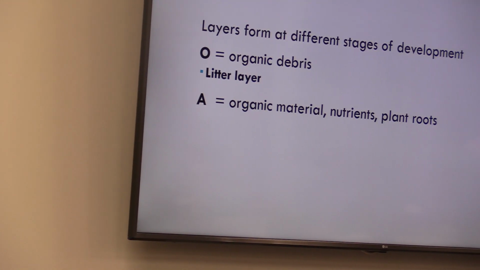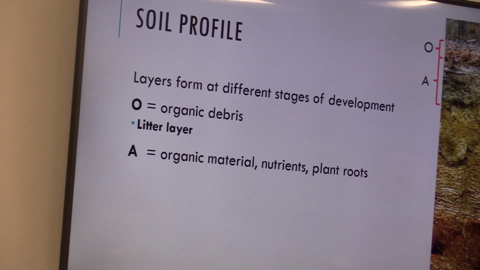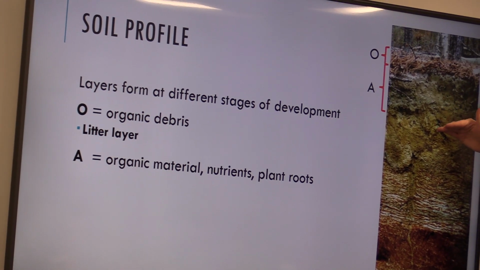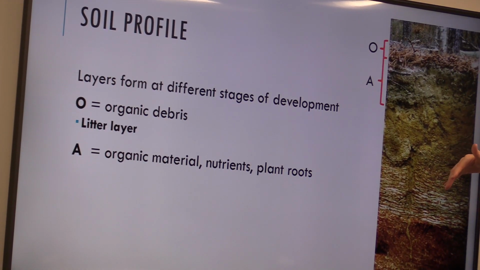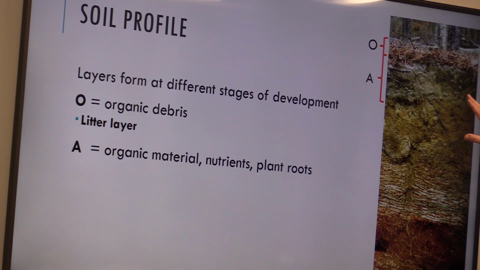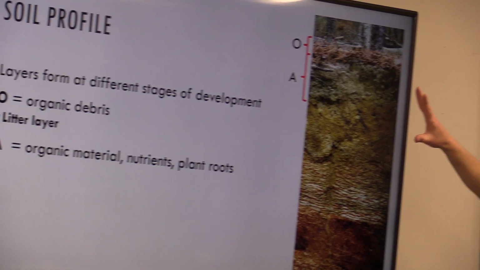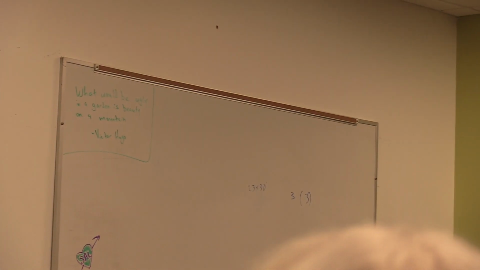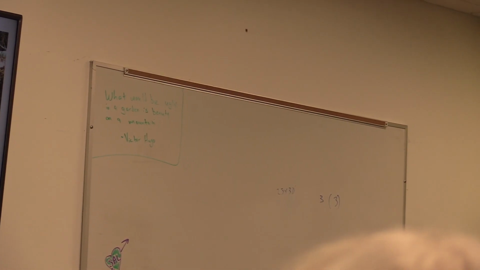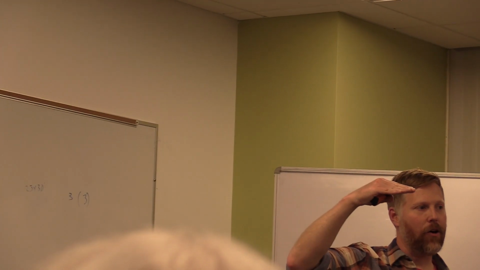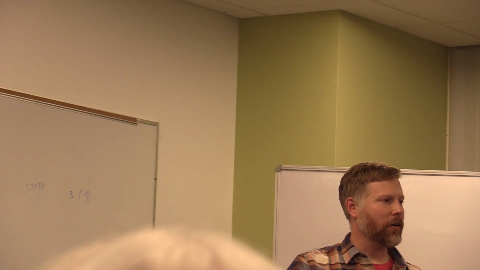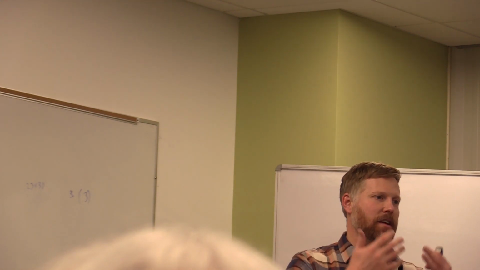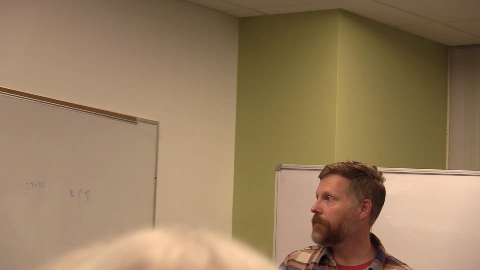Below that we have the A horizon, which is decomposed organic materials. The stuff has decomposed and has moved down through the soil by water. Nutrients are there. That's where most of the plant roots are, is the A horizon. But after we move out of the O into the A, you might be able to say this is really organic because it's dark, but you can't identify necessarily what it was. It's just everything that has decomposed that has now become part of the soil.